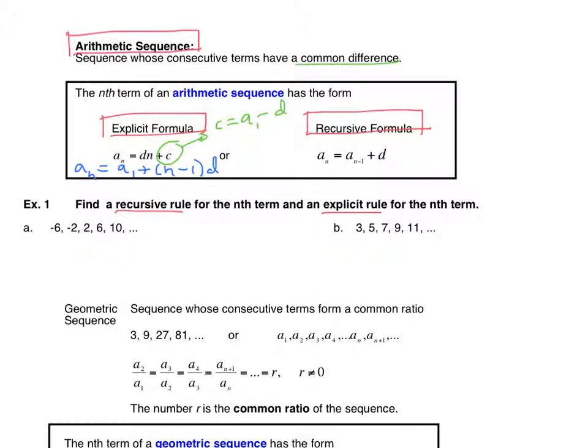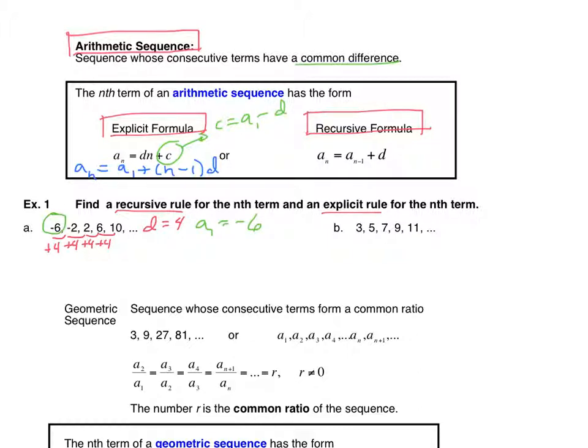So what is my common difference? What's happening from here to here, from here to here, here to here? Yep, so we're getting bigger by 4 each time. So your common difference is equal to 4. Sometimes your common difference is negative, so be really careful with the negative ones. And then our A sub n is this number right here. So our A sub 1 is equal to negative 6.